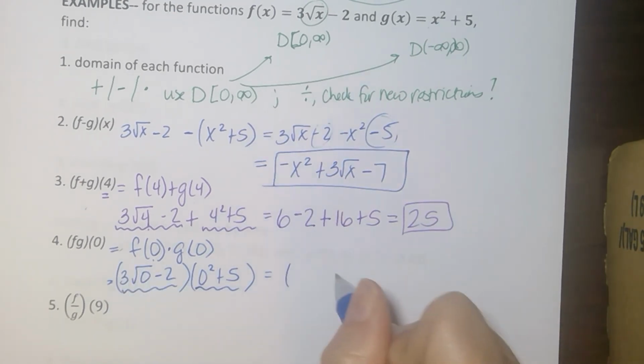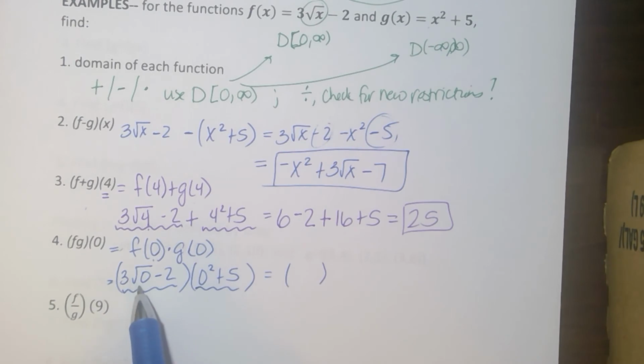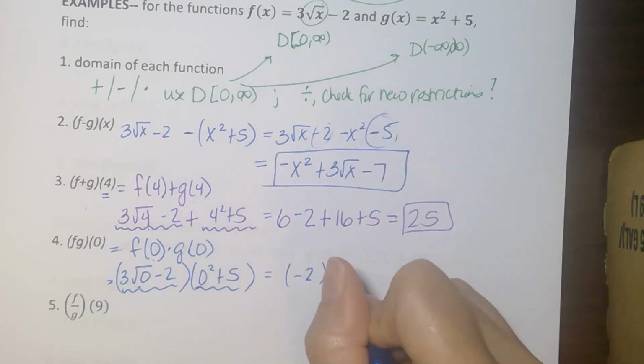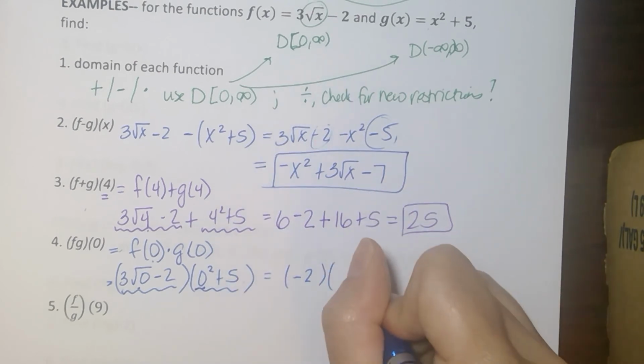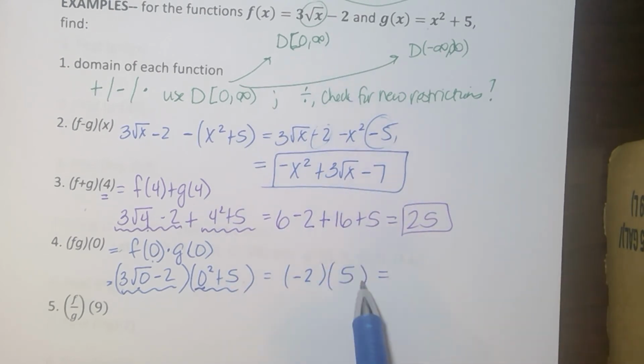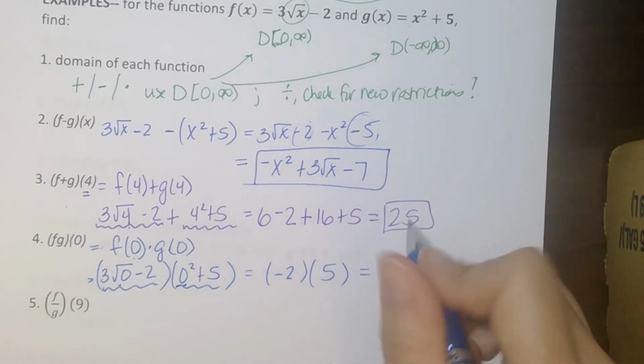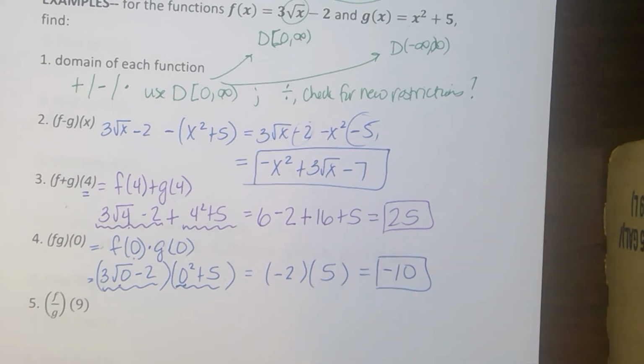So in that first set of parentheses, square root 0 is 0, times 3, anything times 0 is 0, minus 2. My second set of parentheses, 0 squared is 0, plus 5. So I have negative 2, times 5 is a negative 10.